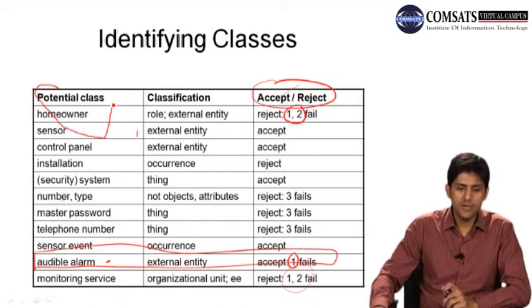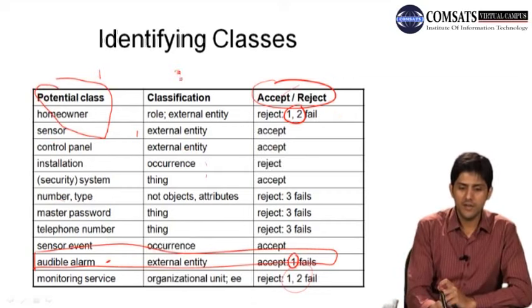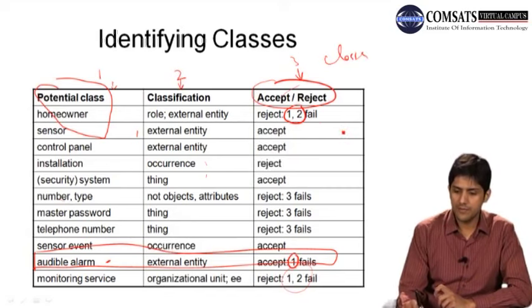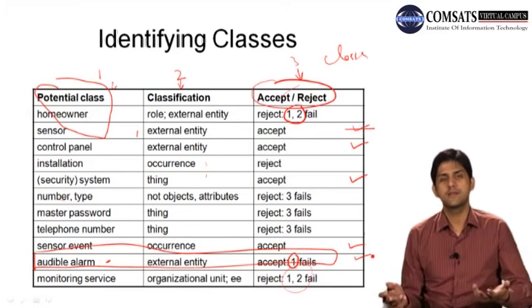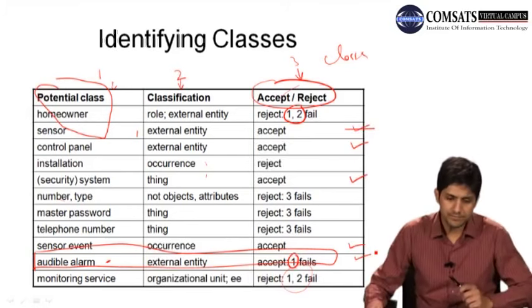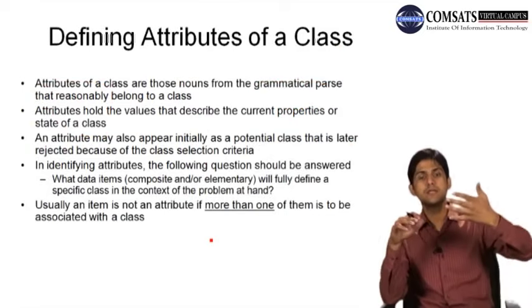Once we have identified these potential classes, the next step is that we classify them. So the first step is identifying potential classes, the second step is classification, and the third step is we identify the classes. So all the accepted ones, these are all 5 classes that we have accepted in a solution.